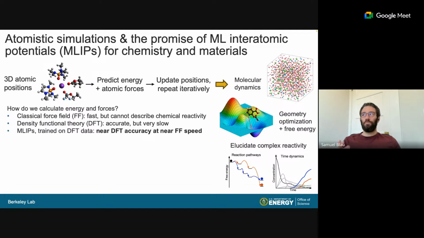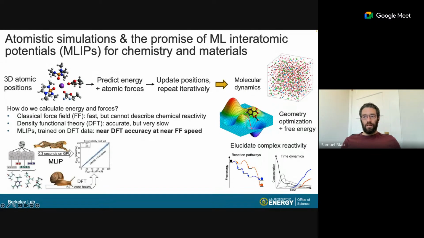And then we have what are called machine-learned interatomic potentials, which have become very popular within the last 5 years. They are trained on density functional theory data, and they have the promise of giving near DFT accuracy at near classical force field speed. So suddenly you can actually simulate large boxes of atoms for large length scales and time scales, but with this quantum chemical accuracy. And that has a lot of people in the community very excited.